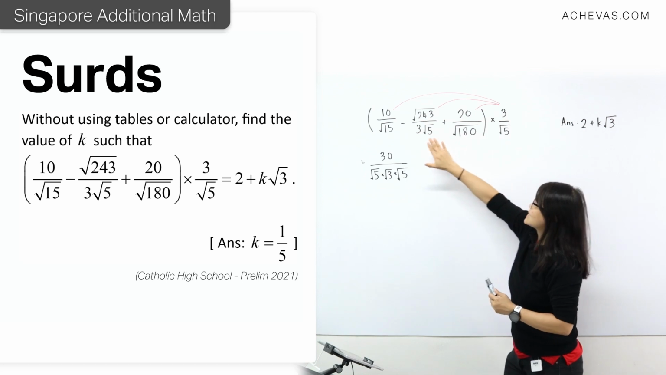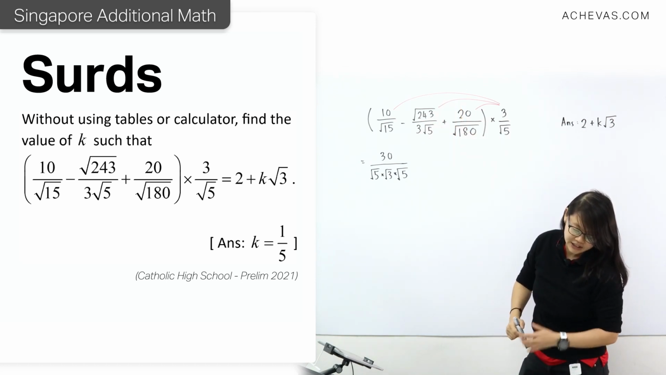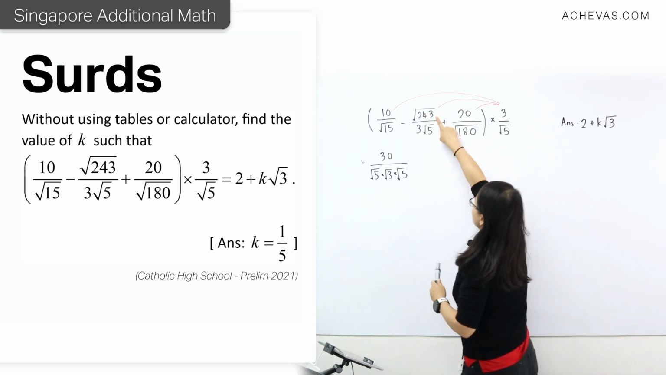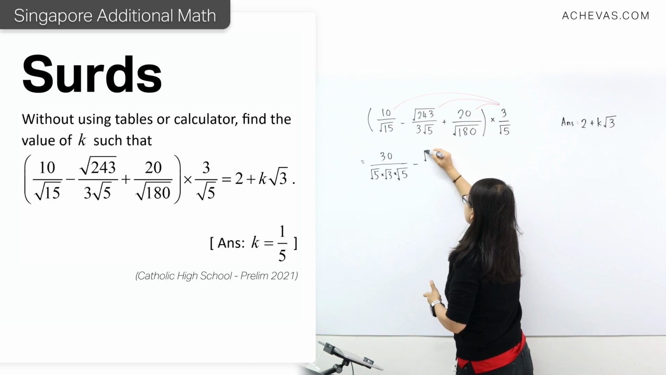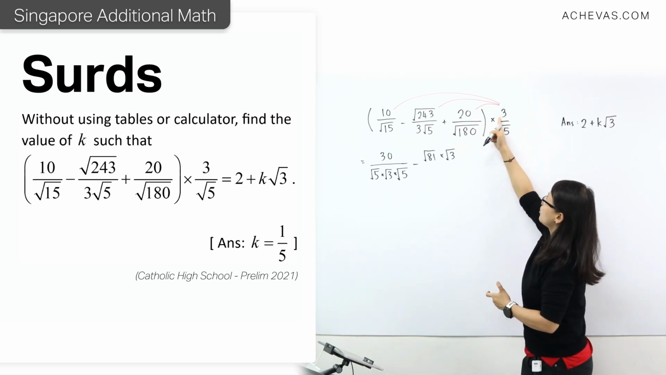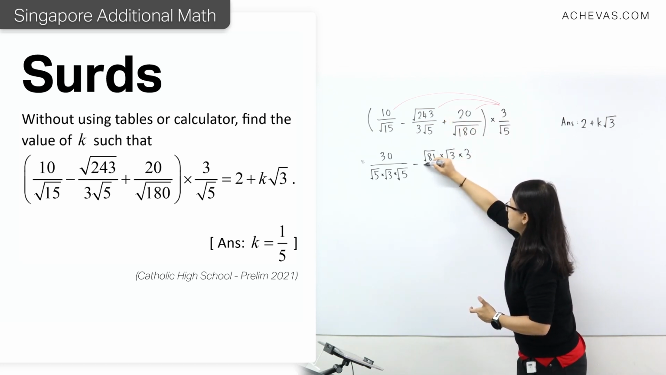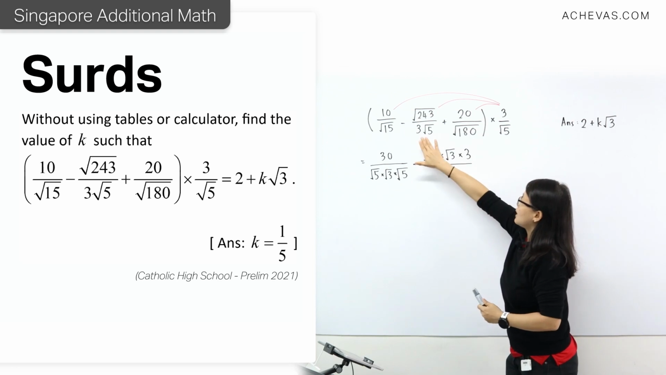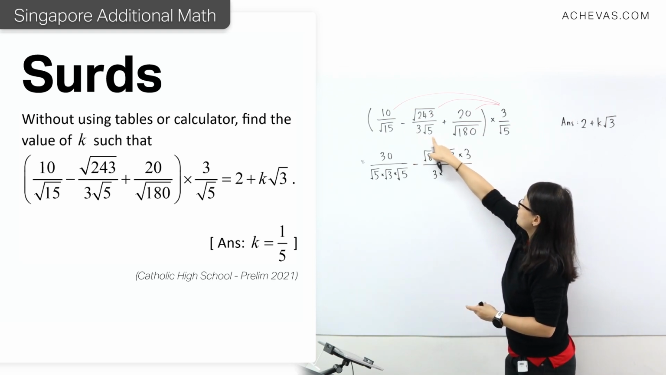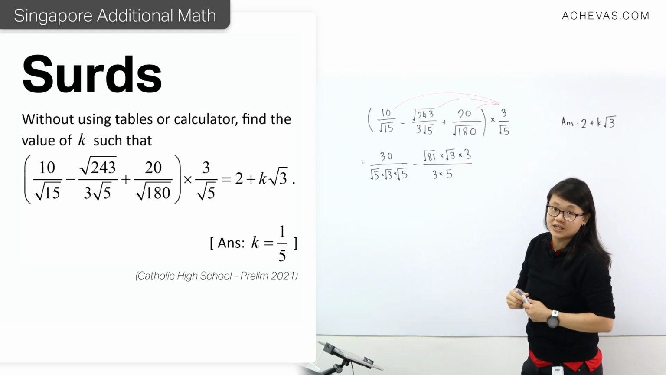Now, let's take a look at the second one, okay? So I'm going to lower this square root 243 down. You can check with your calculator. You can change it to 81 times 3. So I'm going to change this one to square root 81 times square root 3. And of course, this numerator is going to multiply in here. I still have a times 3 divided by. So now I'm going to copy this one here. I have 3 times square root 5 times square root 5 is going to be a 5. Okay, so I'm going to change that.